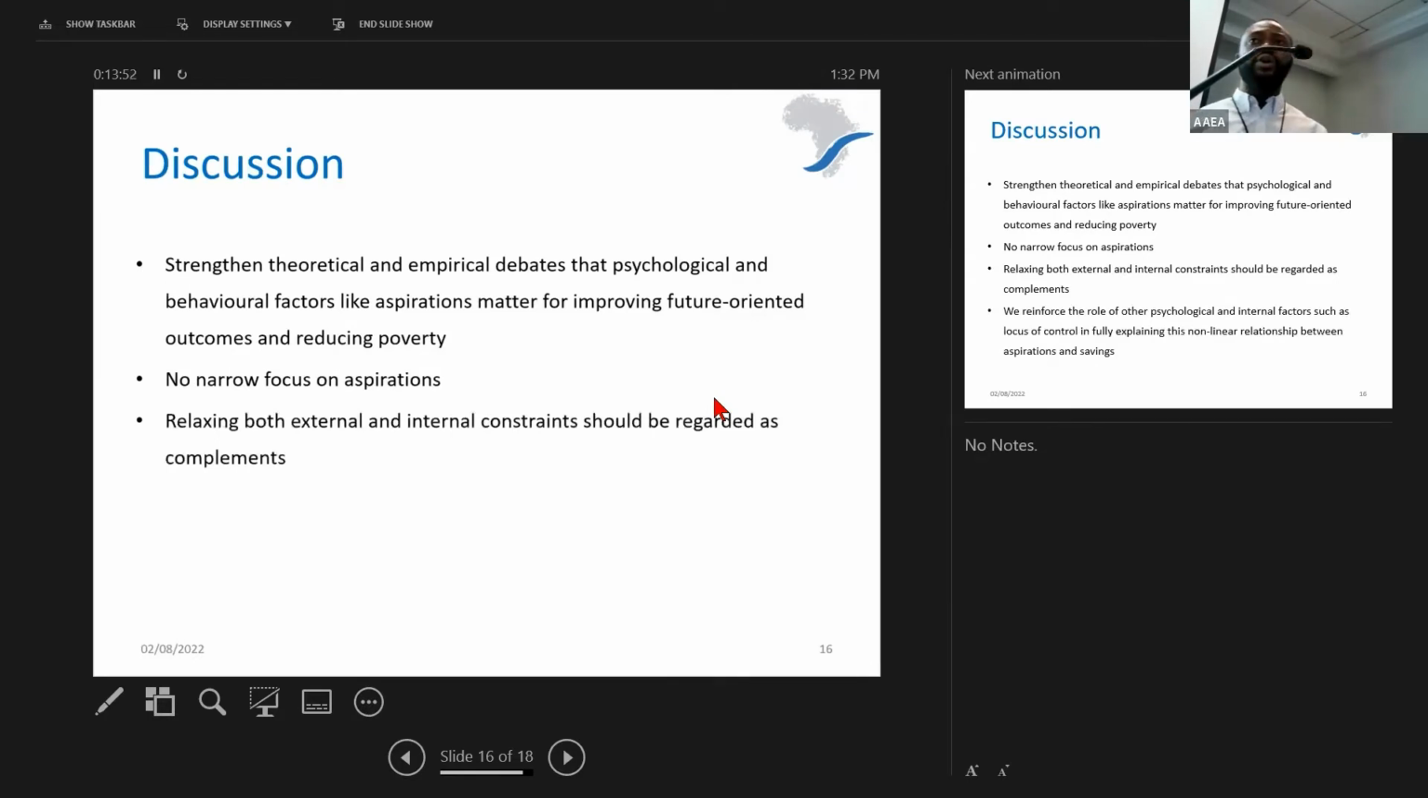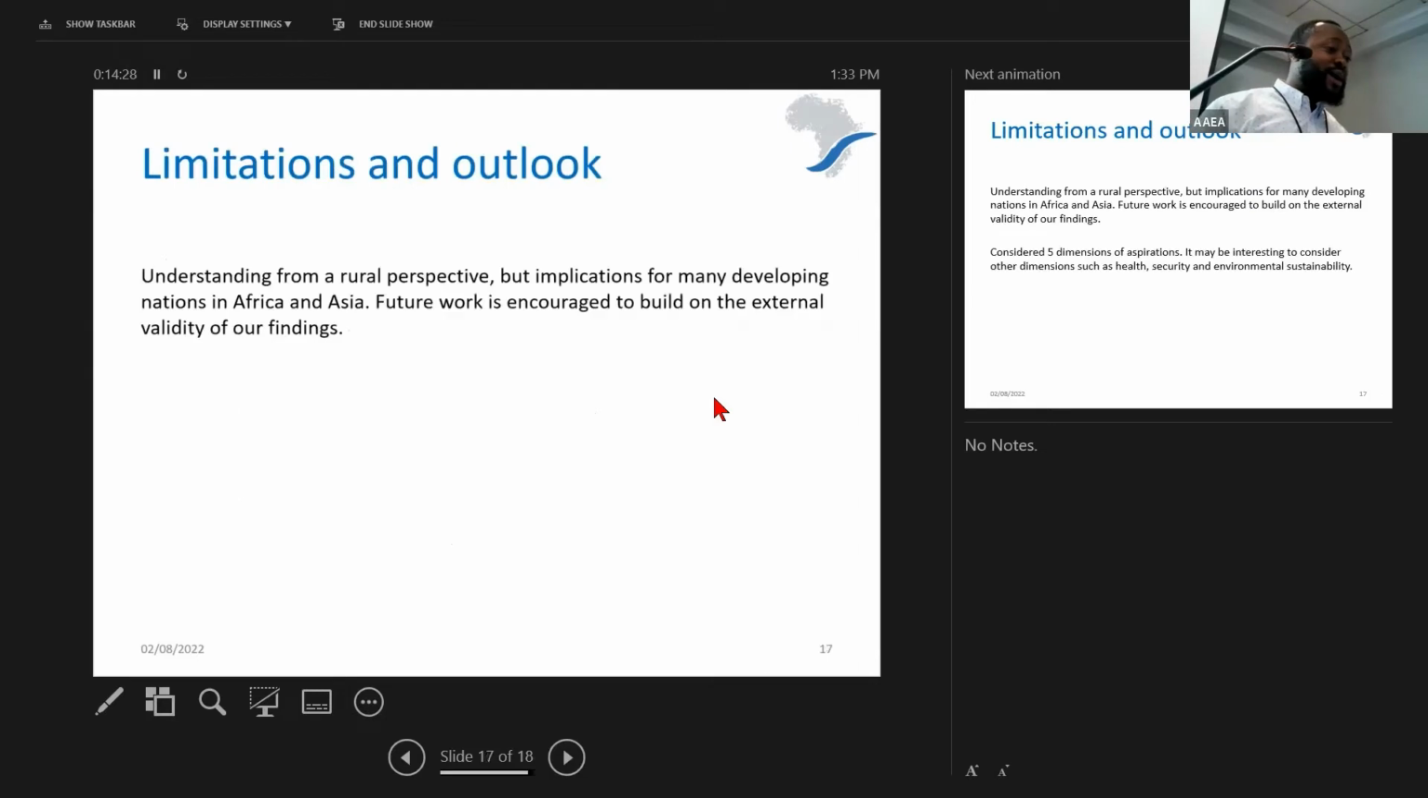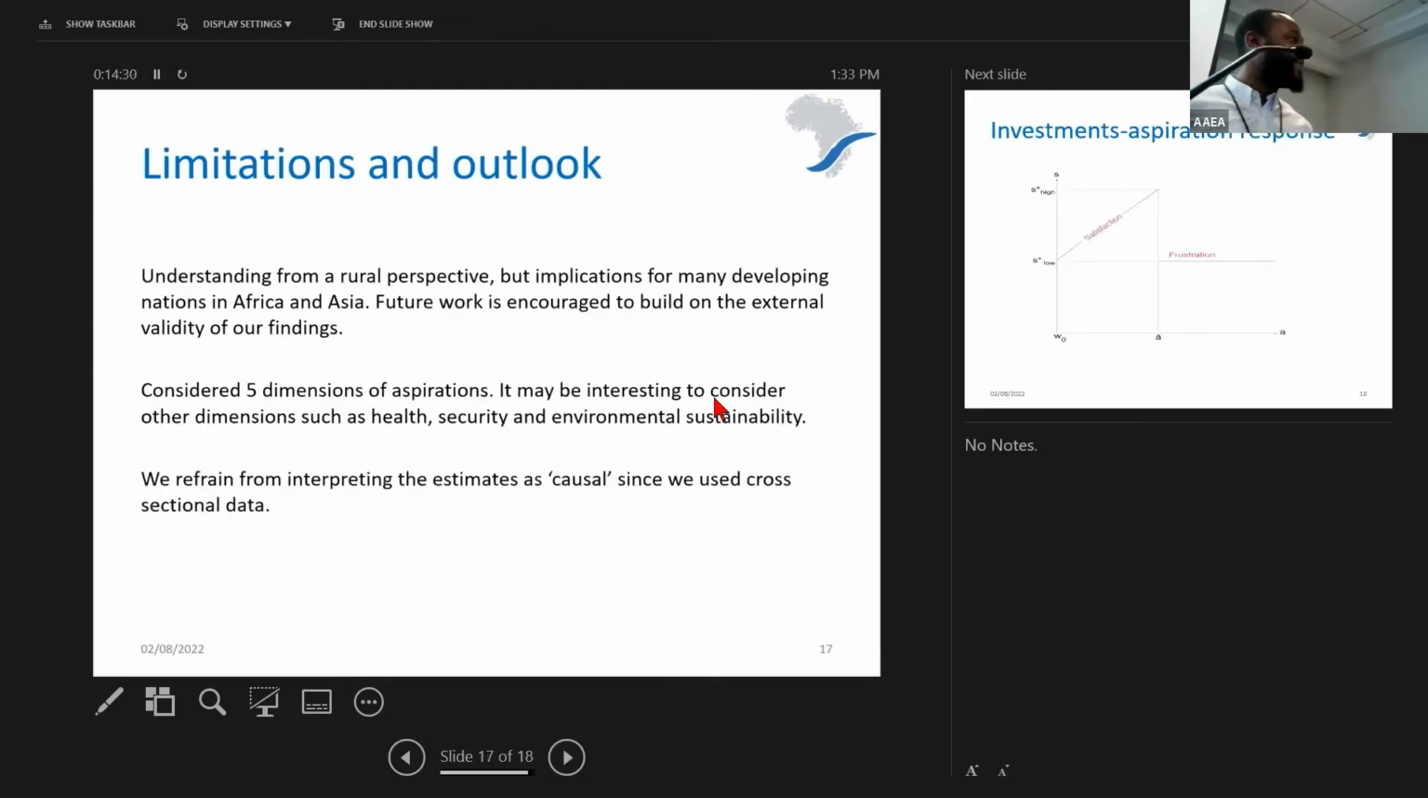Since aspirations matter, it definitely starts from where you are. The way we constructed the gap, it looks at your current level of income, and that's where it starts. Then it's important that relaxing both external and internal constraints go hand in hand. We are not saying that we should just concentrate on aspirations and kick away normal poverty reduction instruments like cash transfers, but this should go hand in hand. It should be very complementary. We also reinforce the role of other psychological constraints like locus of control. So I leave that for the discussion.